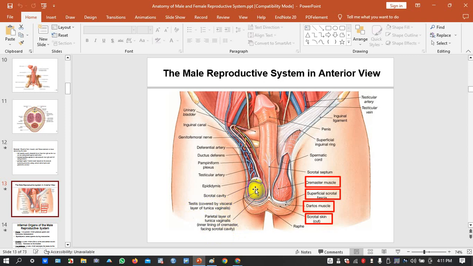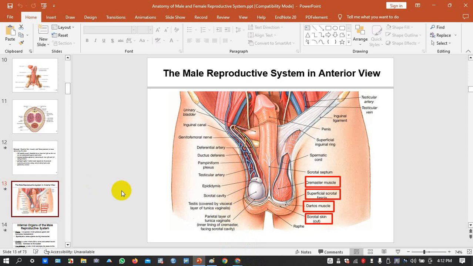The visceral layer, or visceral peritoneum, is the tissue that covers an organ, an internal organ. While the parietal layer, this is the spelling for parietal, covers the abdominal cavity. That is the outside, it covers the abdominal cavity, whereas the visceral layer covers the internal organ.